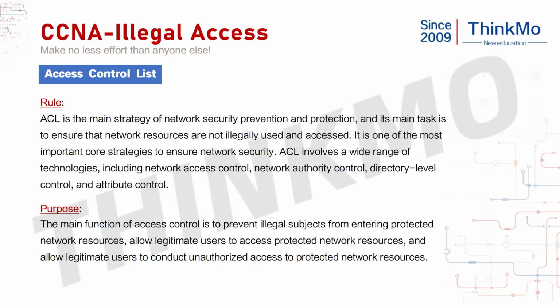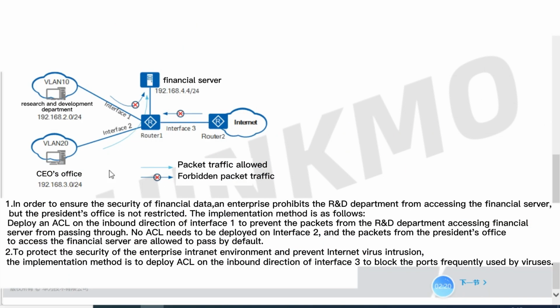What does an ACL do? Its specific application scenario is to prevent illegal access. Take for example this topology, which has an R&D department and a financial server. The financial server involves some important financial data, so you can't just access it from any department. It has to be of some level before you can access. So in order to protect the security of financial data, we're going to ban R&D from accessing the finance server. But the CEO's office is unrestricted.